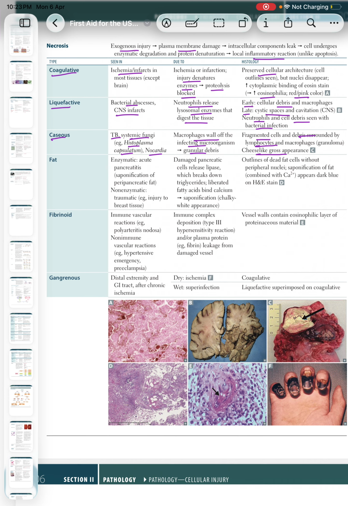Histology basically shows the anatomy of the infection or the necrosis. So here we are describing how this necrosis is present. The caseous necrosis is present in the form of fragmented cells and debris, which is surrounded by lymphocytes and macrophages, and its appearance is cheese-like.